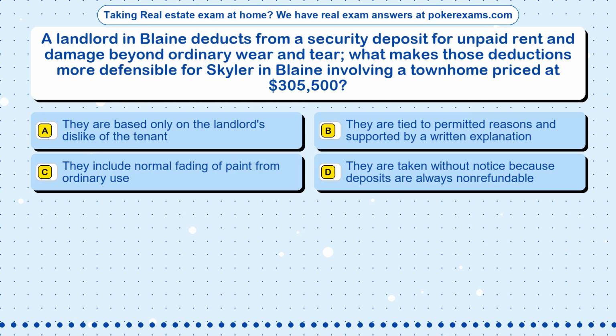Question 6. A landlord in Blaine deducts from a security deposit for unpaid rent and damage beyond ordinary wear and tear. What makes those deductions more defensible for Schuyler in Blaine involving a townhome priced at $305,500? Option A. They are based only on the landlord's dislike of the tenant. Option B. They are tied to permitted reasons and supported by a written explanation. Option C. They include normal fading of paint from ordinary use. Option D. They are taken without notice because deposits are always non-refundable.